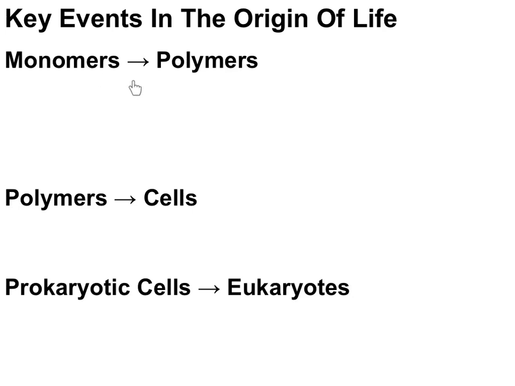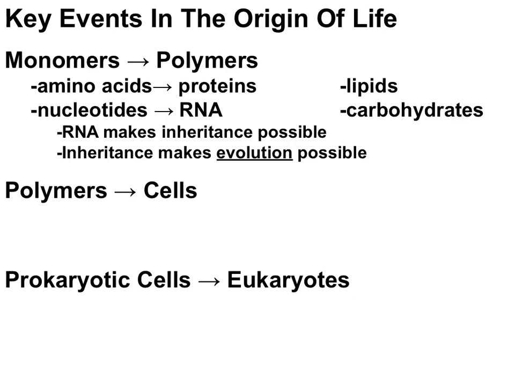Next, those monomers had to combine into polymers. The polymers had to assemble into cells, and then those cells had to go from simple prokaryotic cells to more complex by evolution. In their experiment, Miller and Urey found amino acids. Amino acid monomers are the building blocks for protein polymers. The other macromolecules essential for life are lipids, carbohydrates, and nucleotides. If amino acids could have formed under early Earth conditions, then why not the other macromolecules?